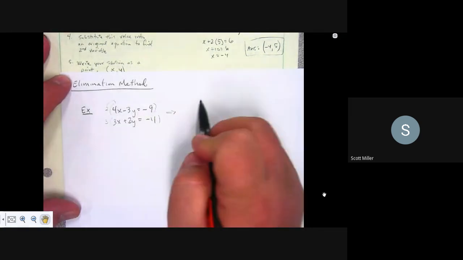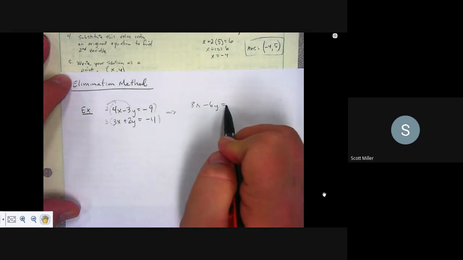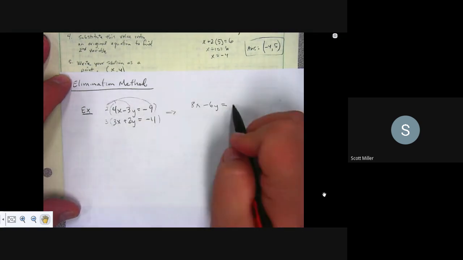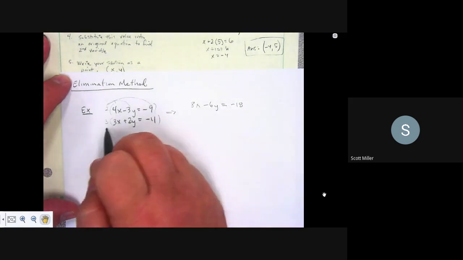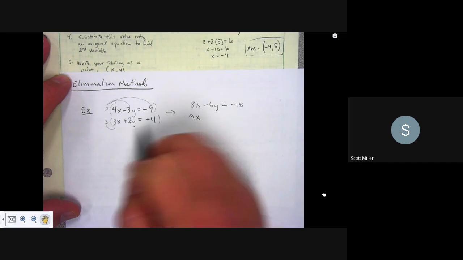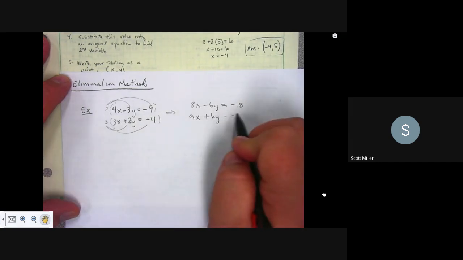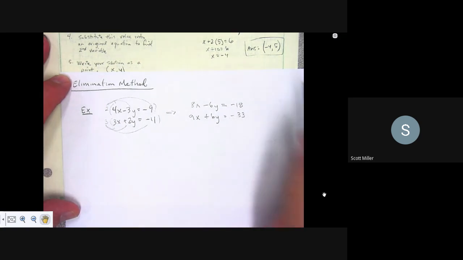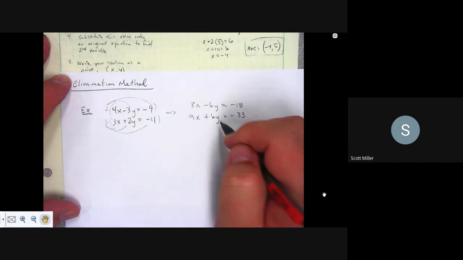So this right here is going to become 8x minus 6y equals, and don't forget this one on this side, -18. You have to do it to all the terms on both sides. 3 times 3 is 9. 3 times 2 is 6. 3 times -11 is -33. So here's my system that has been multiplied by all those numbers out front, and I'm going to add these two equations together.